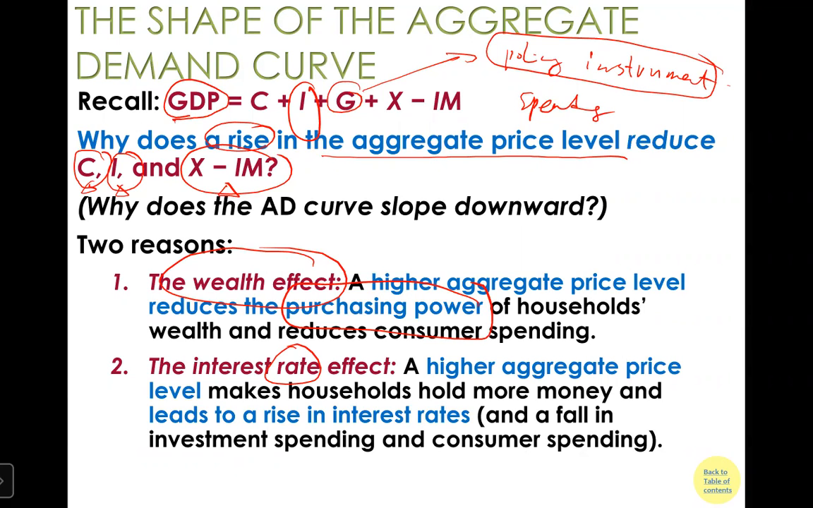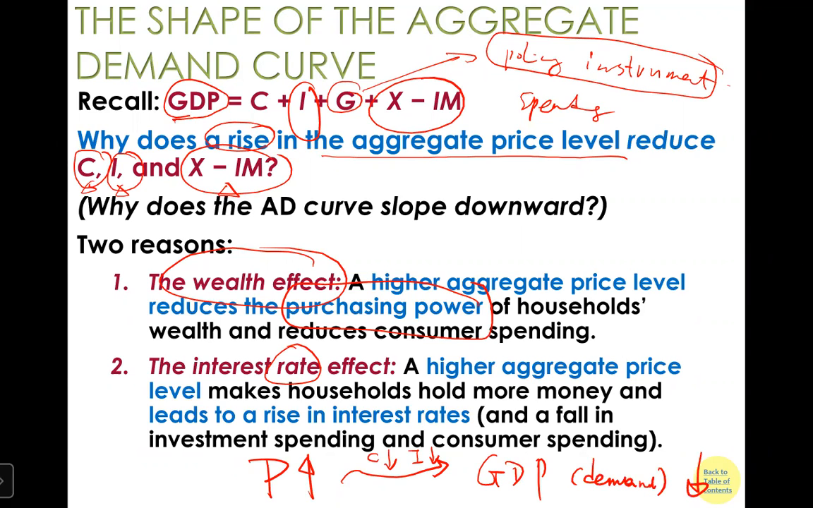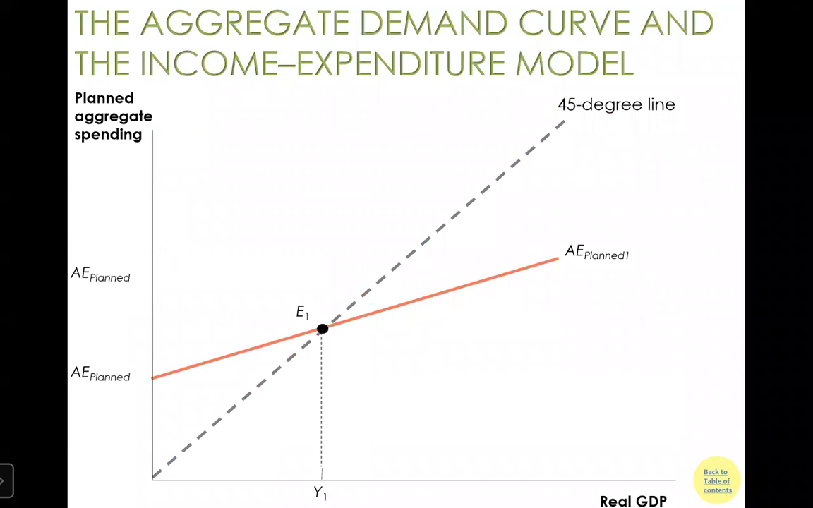So these two effects lead to the following: aggregate price increases, and then through the decrease in C or decrease in I, but certainly also decrease in net exports, because export is what? Essentially, the foreigners purchase what we produce, right? So then that's going to lead to the GDP, through the lens of demand, to decline, right?